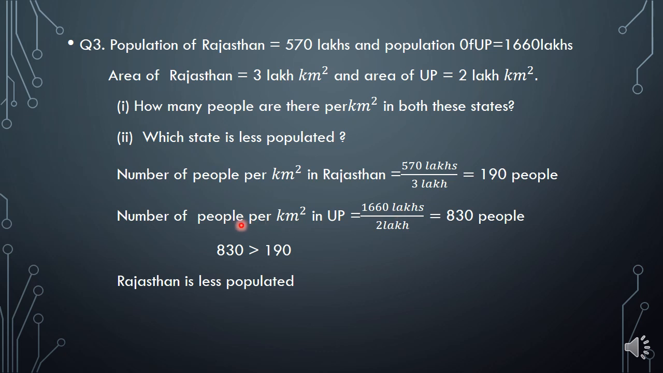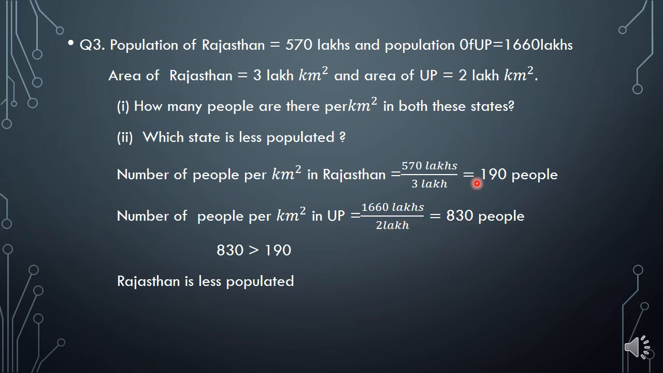And similarly we can find number of people per kilometer square in UP, that is number of people living in 1 kilometer square of UP, Uttar Pradesh, is equal to 1660 lakhs divided by 2 lakh. Lakh gets cancelled, and 1660 divided by 2. Here 2 in 16 goes 8 times, in 6 goes 3 times and 0 remains. So 830 people we have in 1 kilometer square area of UP.